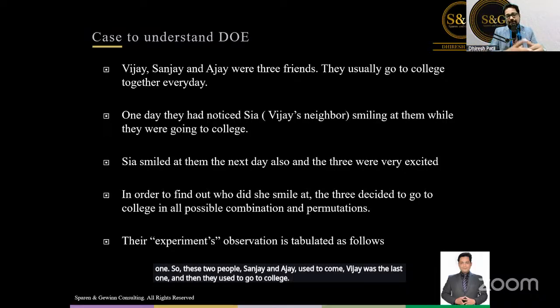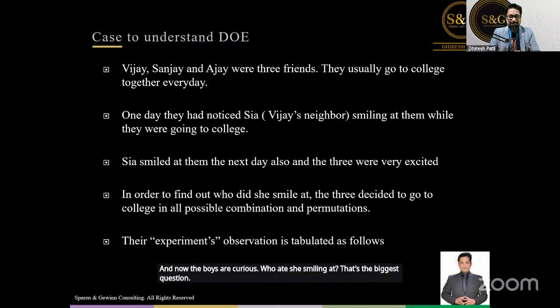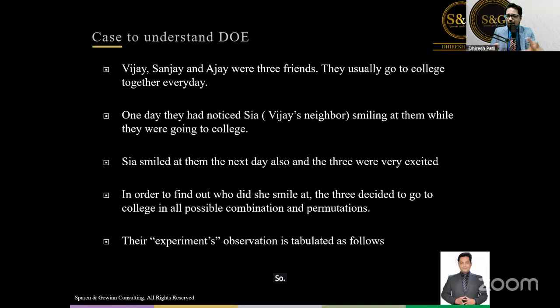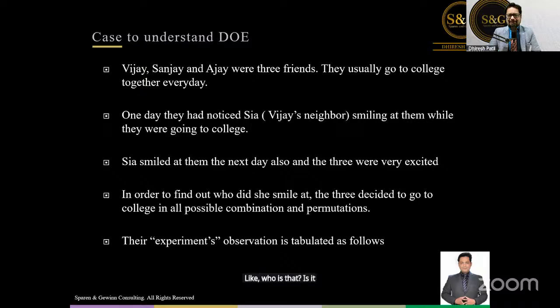Now the moment these three people used to come to Vijay's place, Sia, who happened to be Vijay's neighbor, used to smile at them. Now you remember typical college days where the girl is smiling at the teenage boys, and now the boys are curious. Who is she smiling at? That's the biggest question. So Sia smiled at all of them, but there was a little quarrel among the three, that who is that? Is it Vijay, is it Ajay, or is it Sanjay?